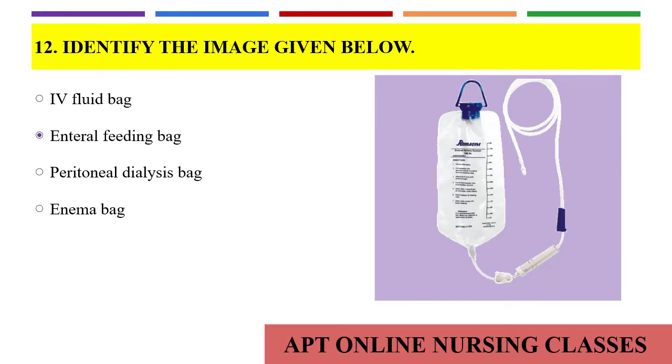The next question is question number 12. It says identify the image given below. The answer is internal feeding bag. This internal feeding bag is a bag designed for feeding purposes. Total capacity of this bag is 1200 ml and it is connected to a nasogastric tube for easy feeding of the patient.